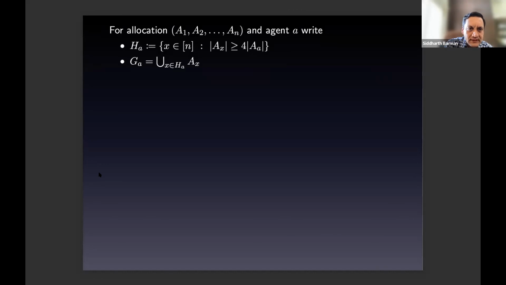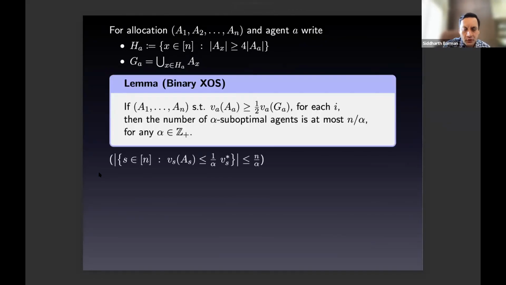Okay, so these are the two sets, and here's the lemma. I'm not going to prove it. It's a subtle counting argument. It's a careful counting argument. But what it says is that if you give me an allocation where I do not envy this grand bundle by more than a factor of 1/2, sorry, there's a typo. This should be A. What I'm saying is that for every agent A, the value that she acquires from the subset that's been assigned to her is at least as much as half of this grand bundle G_A, then the number of agents that are alpha suboptimal is at most n/alpha.